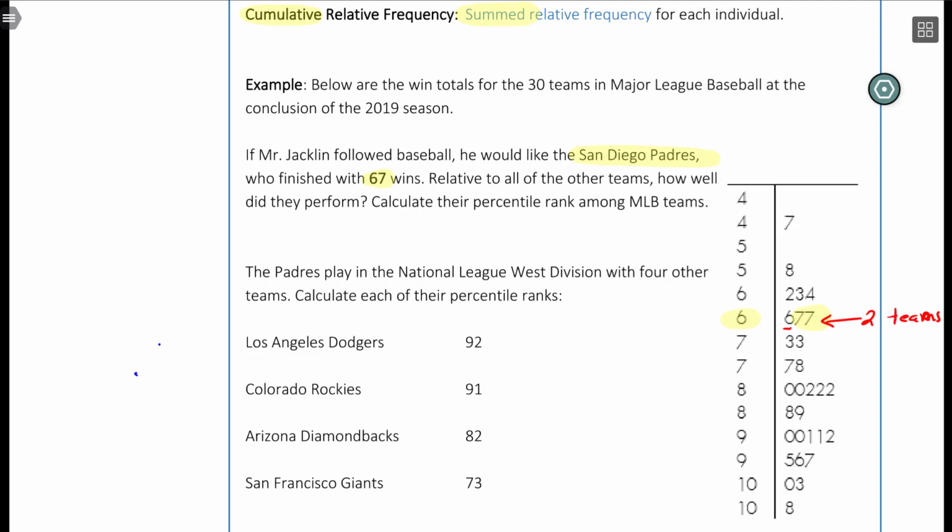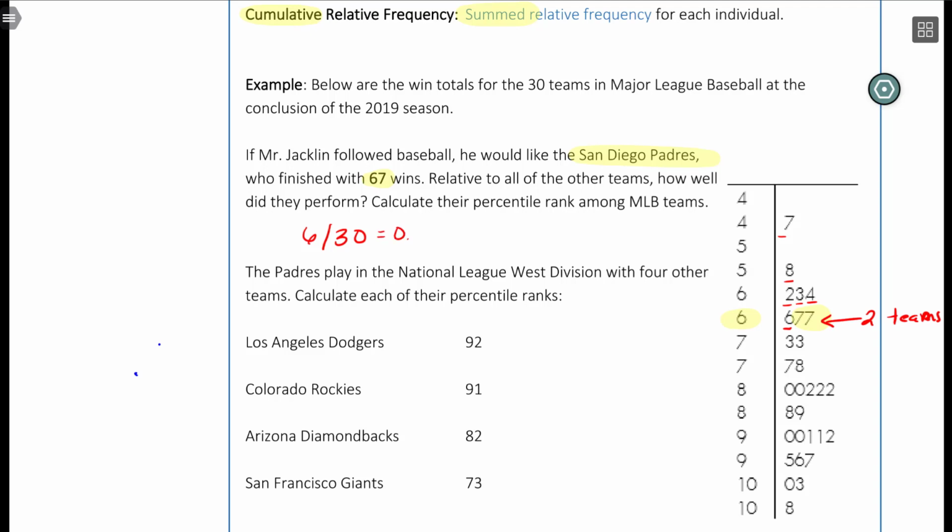So we can see that there's a team with 66, a few more teams with 60, one with 58, and one with 47. So that's not very many teams. Exactly, that is 6 teams. Well, we want to calculate the relative frequency here. So what is 6 out of 30? It's just a simple division problem, right? 6 teams out of the total 30 finished with fewer wins than the Padres.